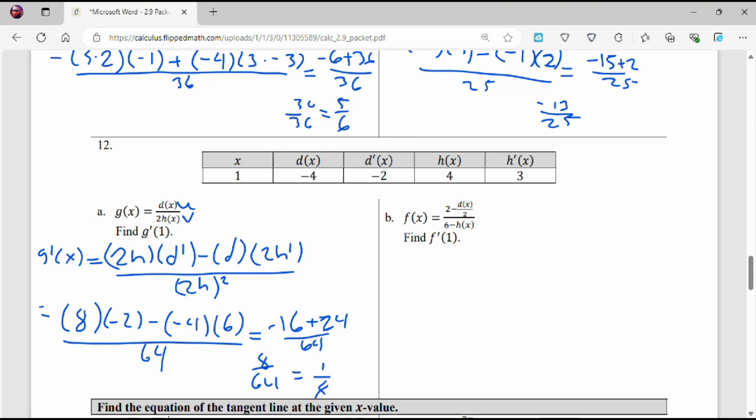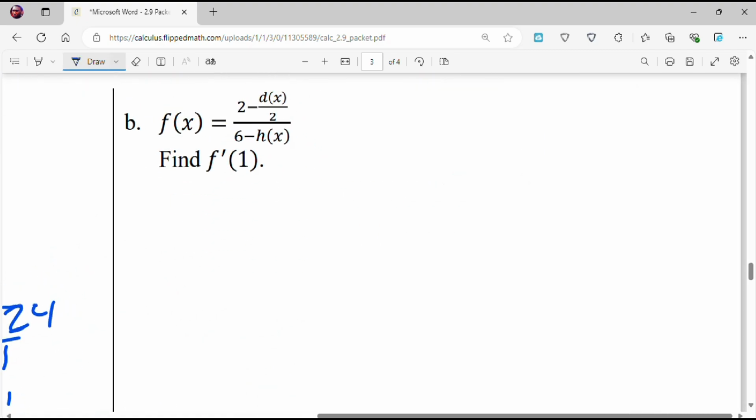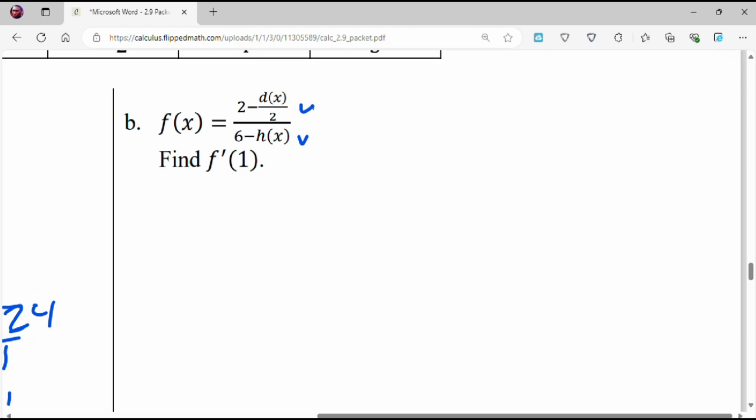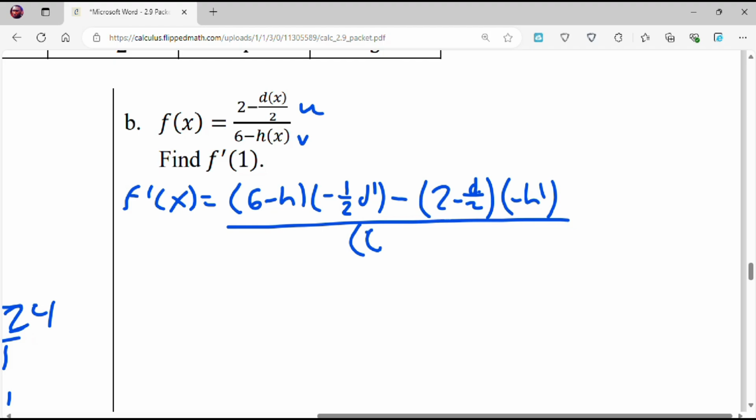Okay, last one, I'm going to zoom in. Okay, so we have v, u. So let's find f prime of x. v times u prime, so negative half d prime minus u v prime over v squared, so 6 minus h squared.